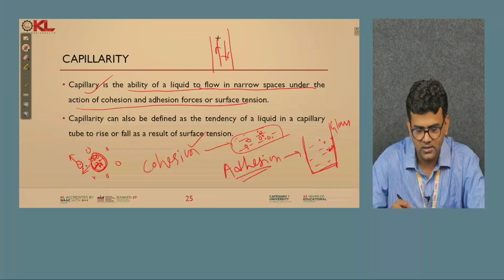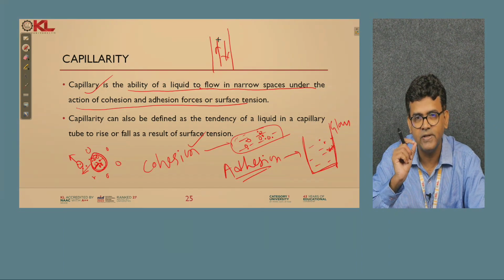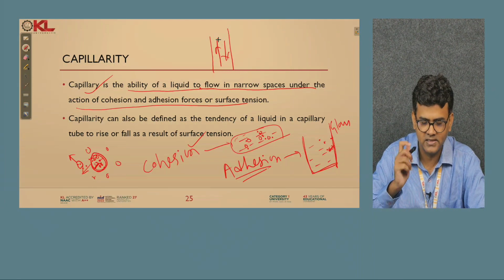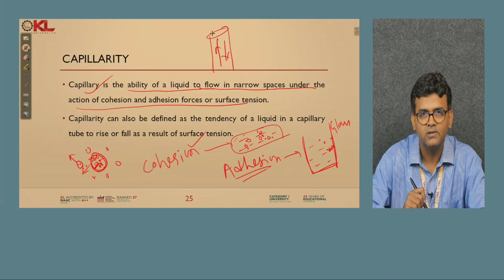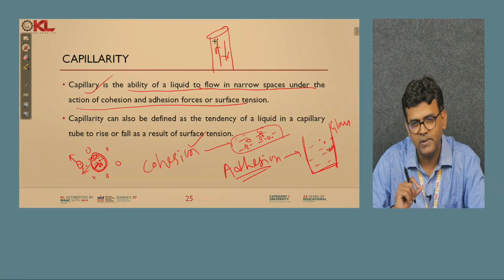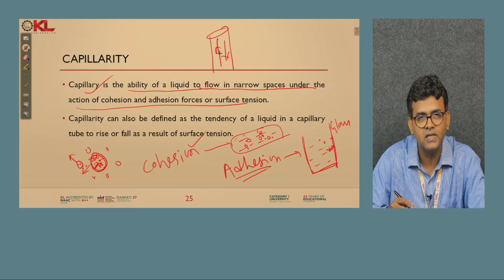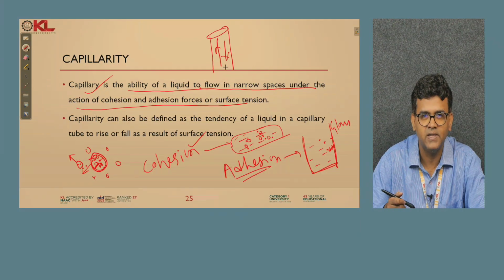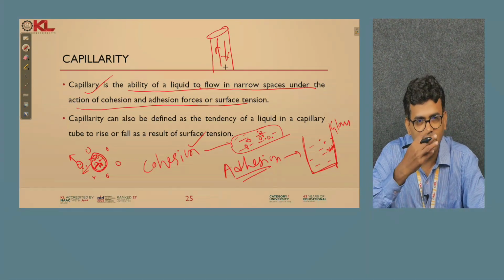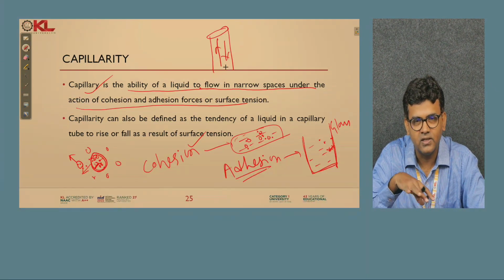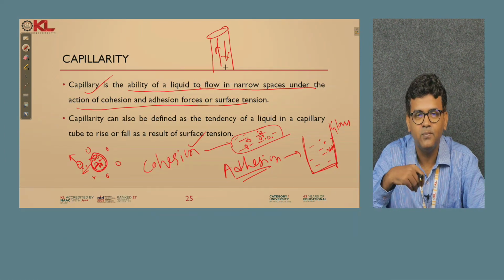A capillary is a very small diameter tube. This is treated as a small diameter tube. So the fall or rise of the liquid is the flow of the liquid in a narrow space, that is the capillary. You can take the example of the ground, within the pores of the soil, where capillary forms.